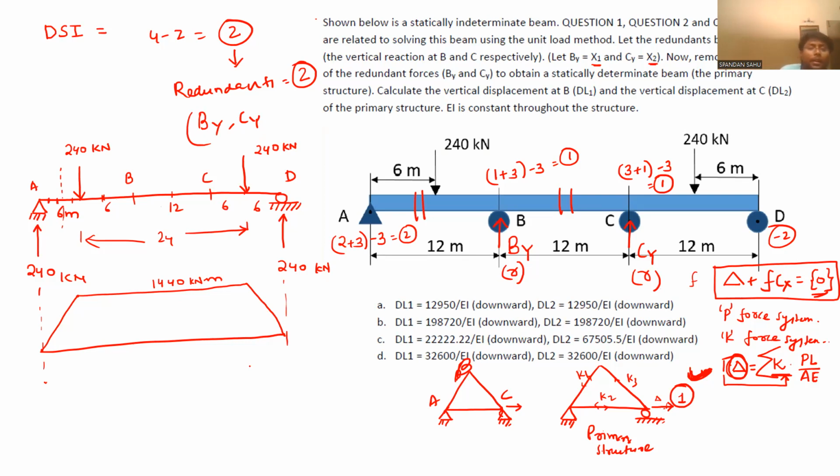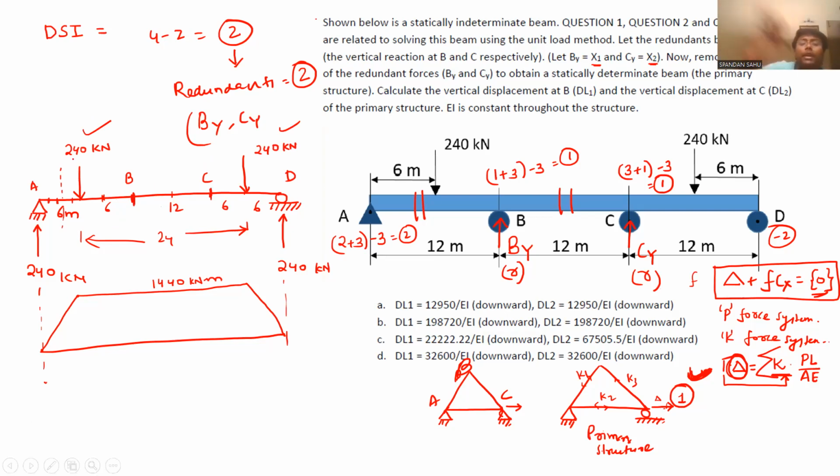If that is done, what can you write? Now you tell me, under this 240 kilonewton load, there will be some displacement or deflection at this point B and C or not? Means not only this 240, due to all the external loads acting, like in this case 240 and 240. So under these 240 loads, there will be some displacement at this point B. Agreed?